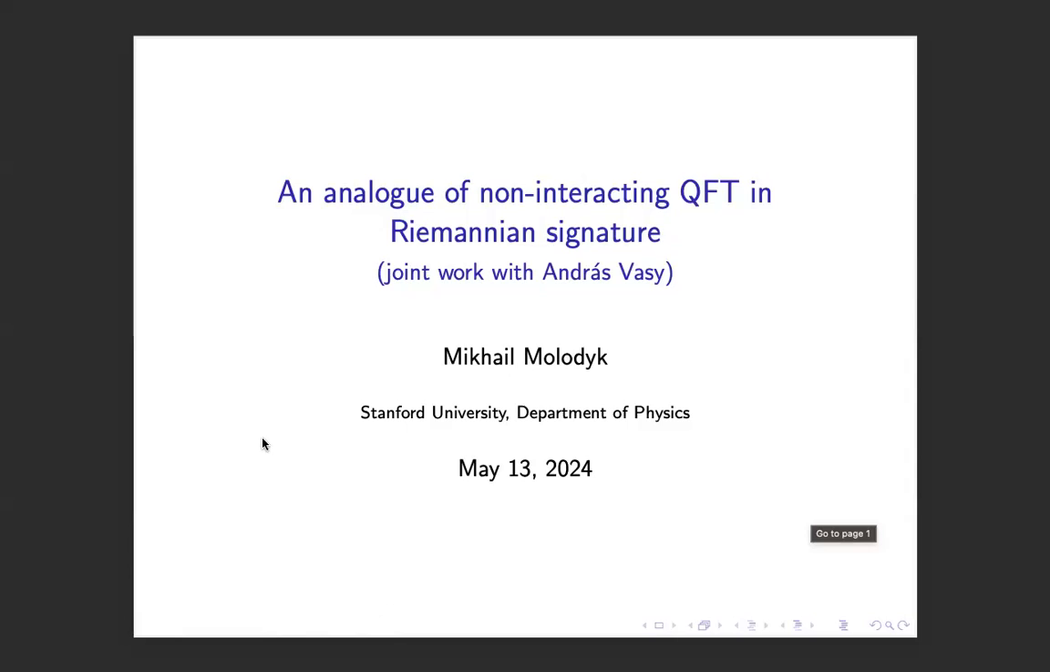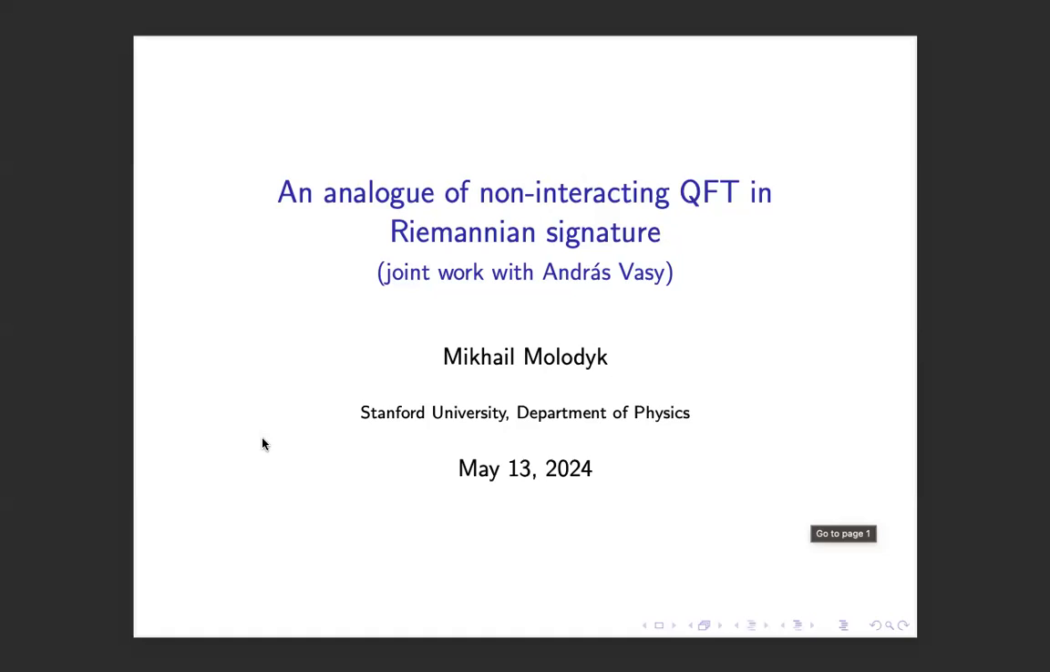Okay. So I will talk about a construction of a quantum field theory, a free quantum field theory, which satisfies the equation (Laplacian minus constant) phi equals 0, and lives on some kind of asymptotically flat Riemannian manifold. So we think about this as a Riemannian analog of free Klein-Gordon fields on asymptotically flat spacetimes.